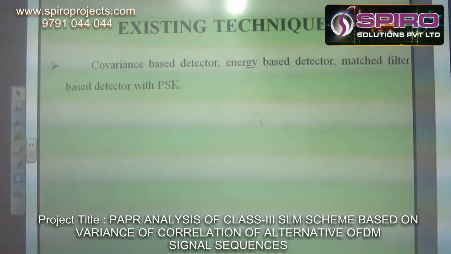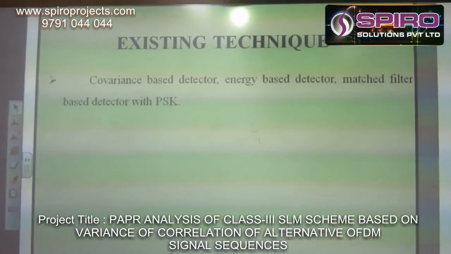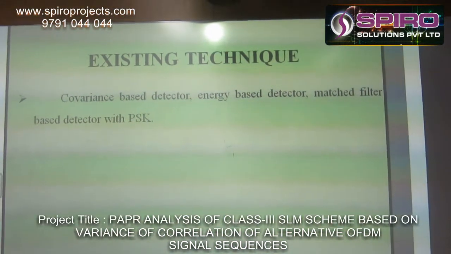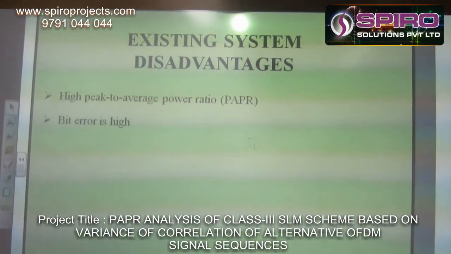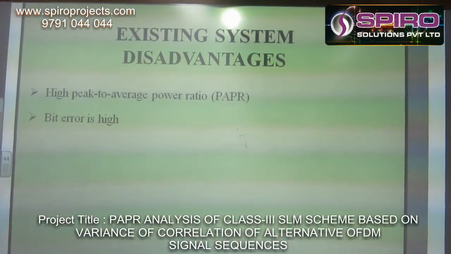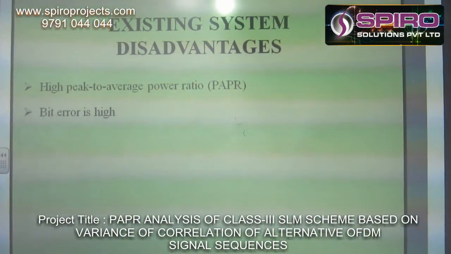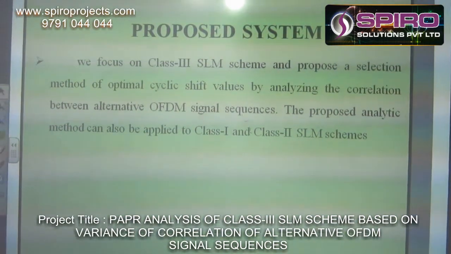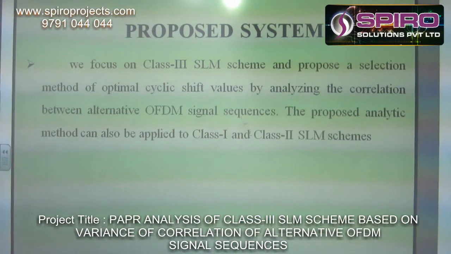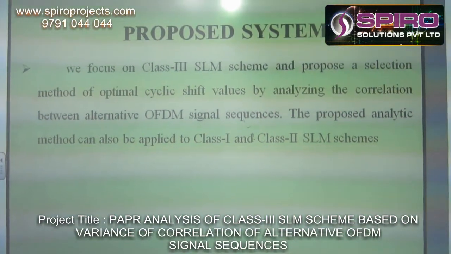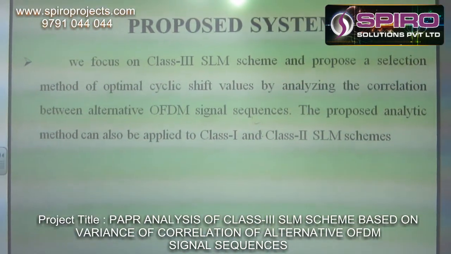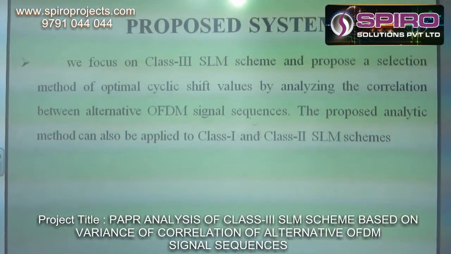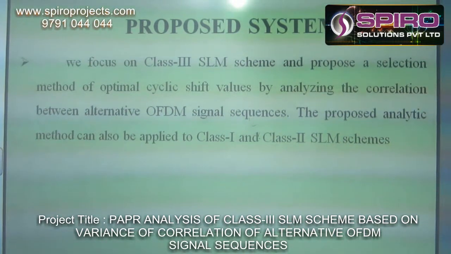Existing technique: covariance based detector, energy based detector, and matched filter based detector with PSK are used. Existing system disadvantages: high peak to average power ratio and very high bit rate. Proposed system: we focus on class 3 SLM scheme and propose a selection method of optimal cyclic shift values by analyzing the correlation between alternative OFDM signal sequences. The proposed analytic method can also be applied to class 1 and class 2 SLM schemes.